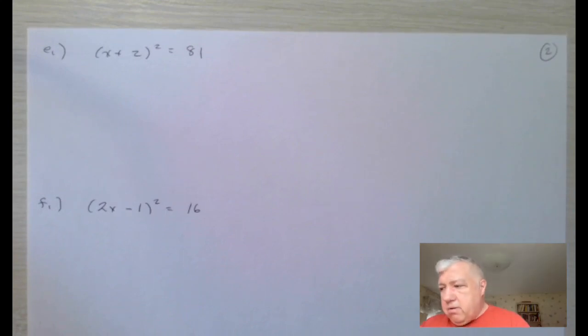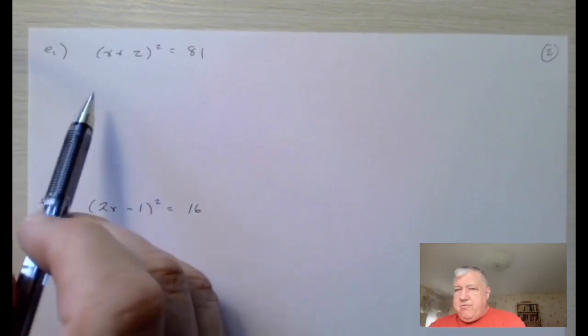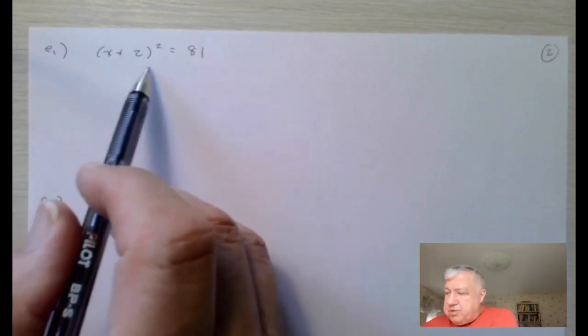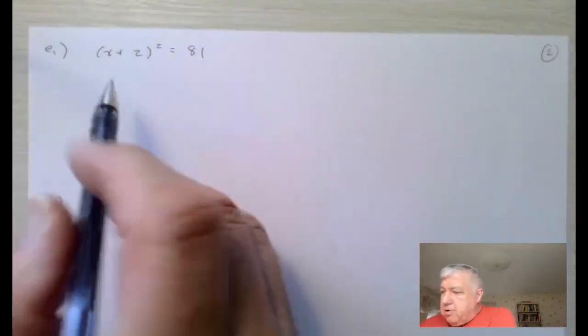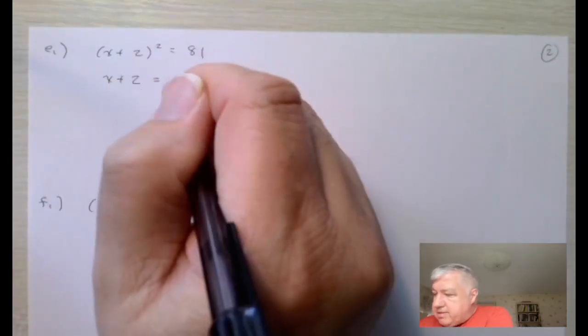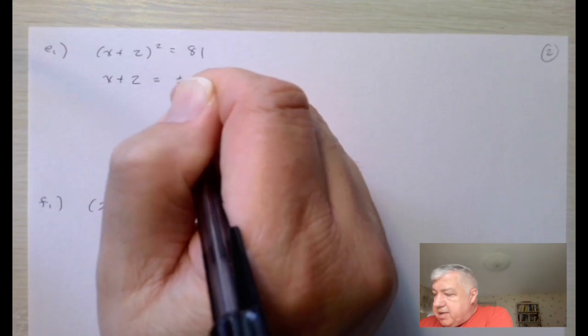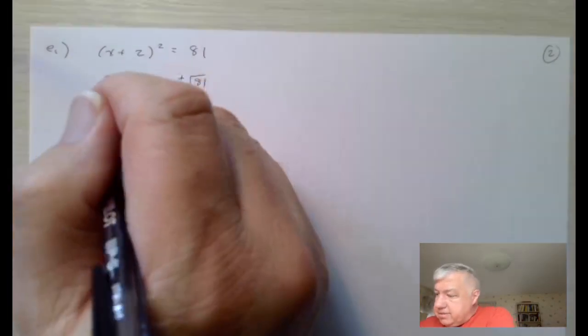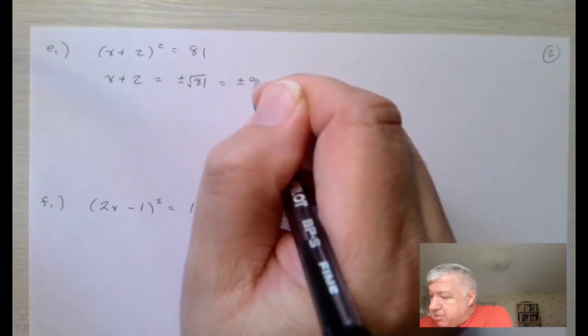Now here, before you feel the temptation to multiply this out, notice that if we know what x plus 2 is, that's almost as good as knowing what x is, because we can always just subtract 2. So we can take the square root of both sides, and then we'll get x plus 2 is going to be plus or minus the square root of 81. Well, the square root of 81 is 9, so this is the same thing as plus or minus 9.